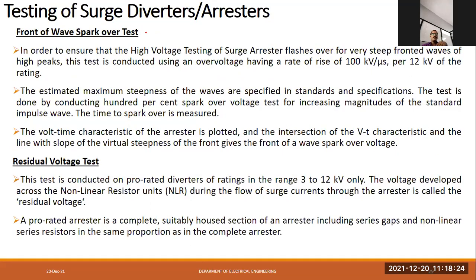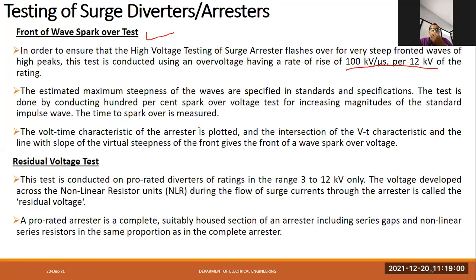Then the third one is the front of wave spark over voltage test. In order to ensure, in the high voltage testing we are conducting, that my surge diverter flashes over at every instant of the front of wave for the high peak value, we have to check the rate of rise of voltage, which will be around 100 kV per microsecond. That should be the condition, and that is for every 12 kilovolt.